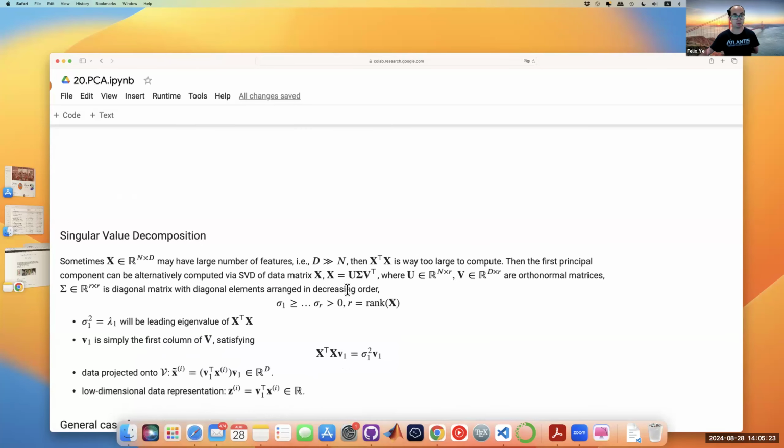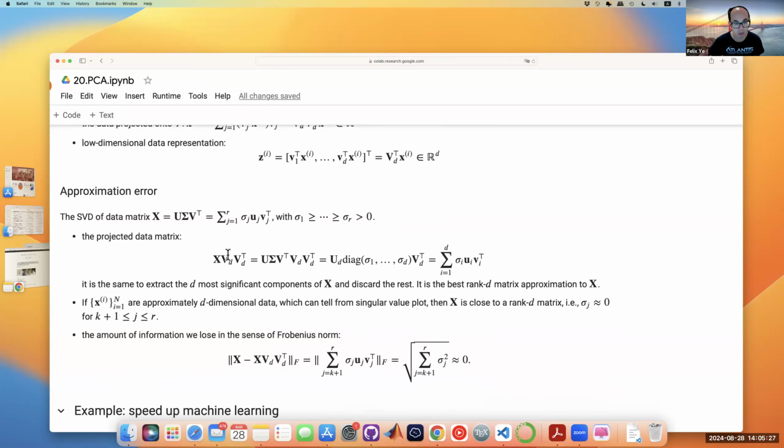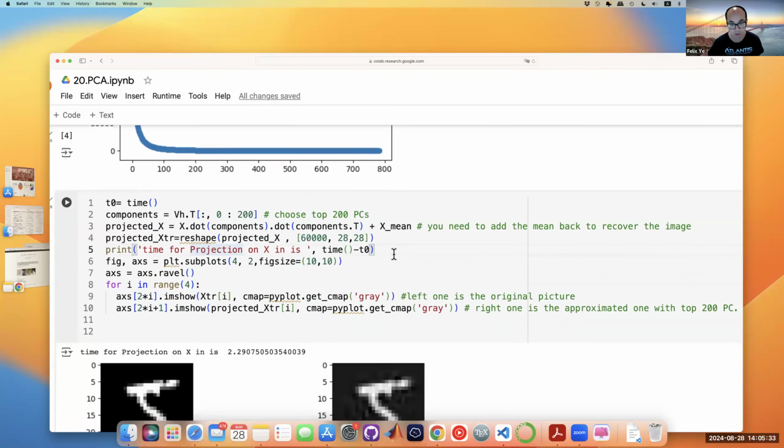So this is nothing but what we are talking about right here. This is the projector matrix. This projector matrix is still in high dimensions, and you need to be careful. You need to add this back and this X string back.